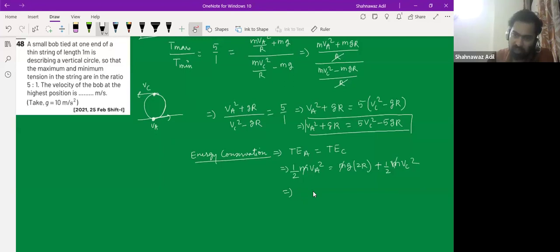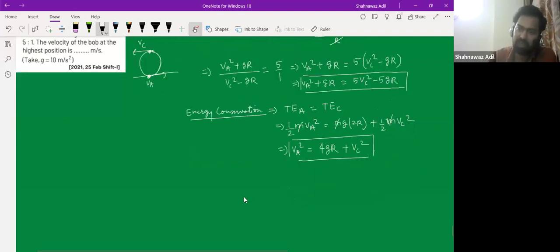Let's multiply all these equations with 2. So we have vA square, that is 4gr, and then this is multiplied with 2, so this is vC square. So this is vA square. This thing we can use, right? So if we use this here, we have vA square, that is 4gR. Let's name it equation 1.